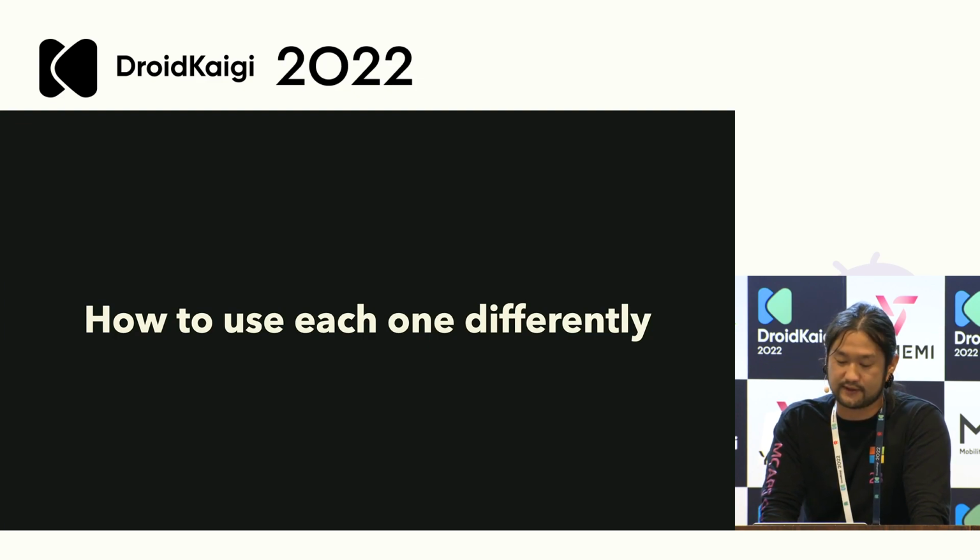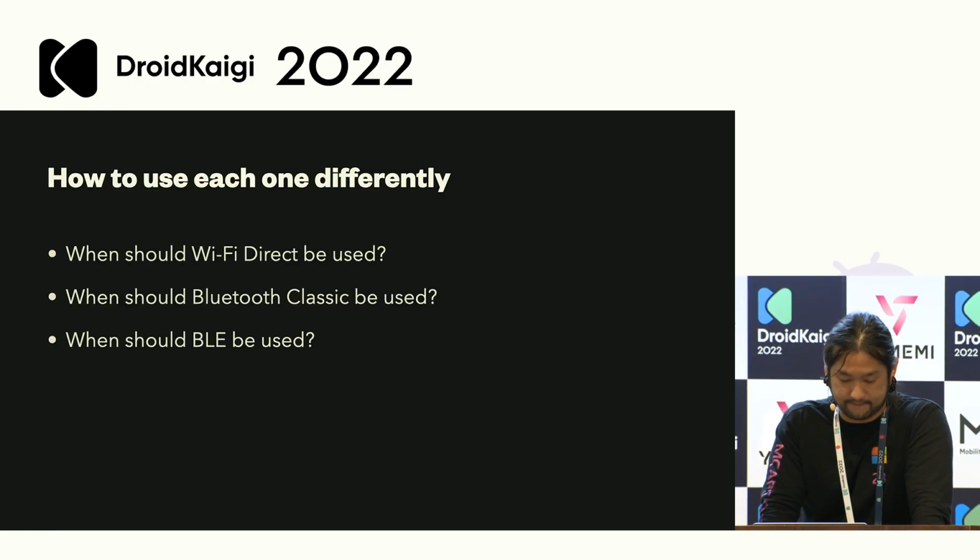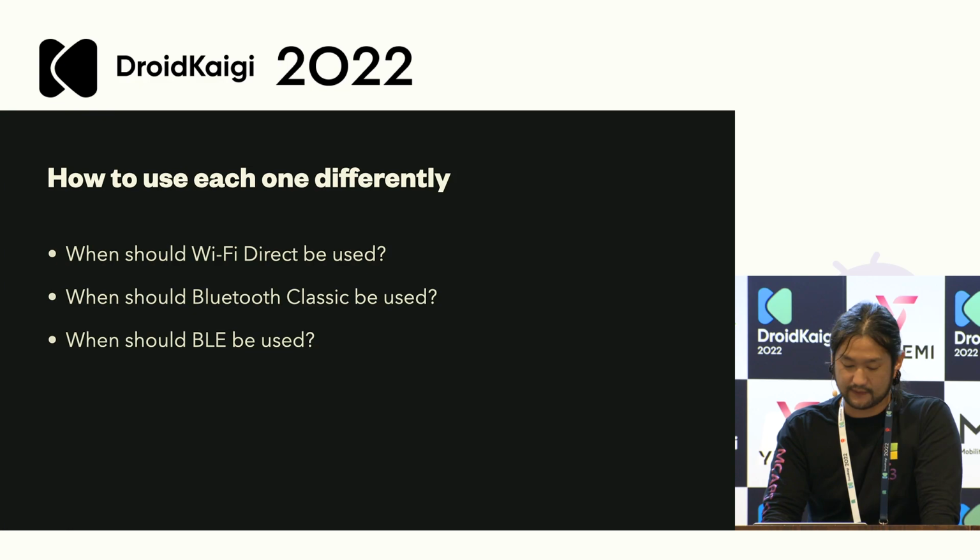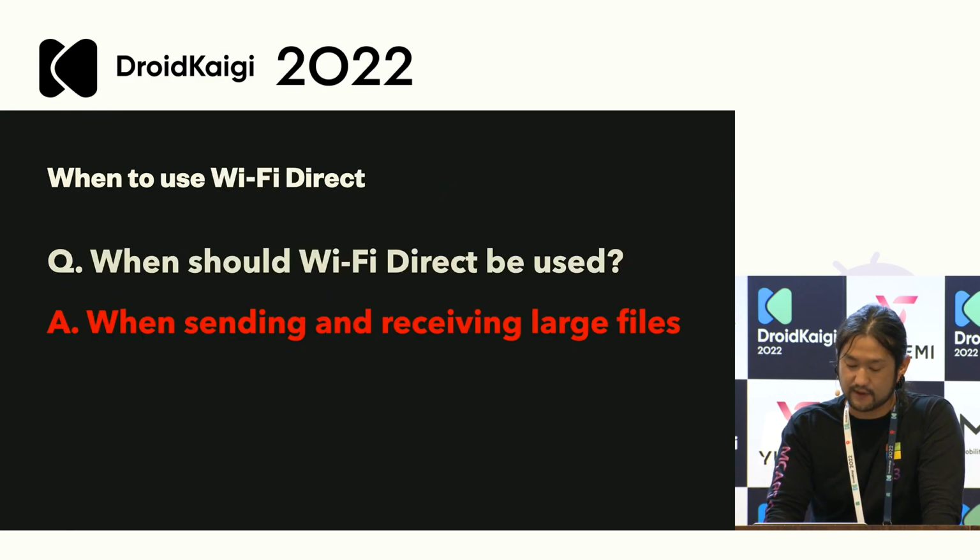Then let me go to the last section. How do we use each one differently? So the question is very simple. When should Wi-Fi be used? What about Bluetooth and BLE? Let's look at them one by one. The first question, when should Wi-Fi Direct be used? The answer is when you need to send and receive big files.